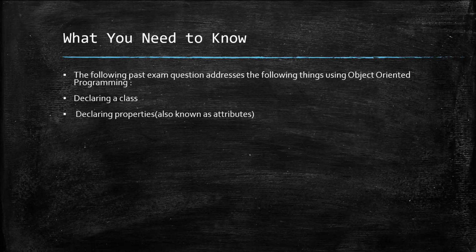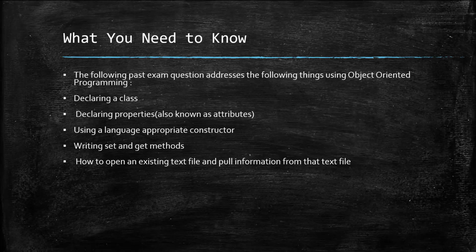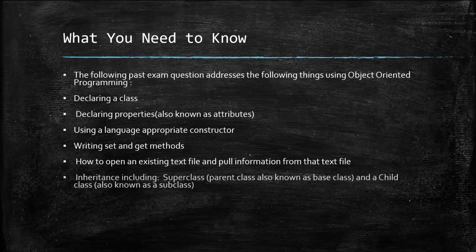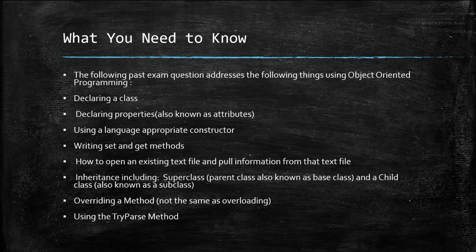You got to know how to declare a class, declaring properties, also known as attributes, using a language-appropriate constructor, writing set and get methods, how to open an existing text file and pull information from that text file, how to do inheritance, including a superclass, which is also known as a parent class, and a base class, and a child class, also known as a subclass. You also need to know how to override a method, which is not the same thing as overloading, and using the try parse method. If you can do these things, you'll be able to ace this question.